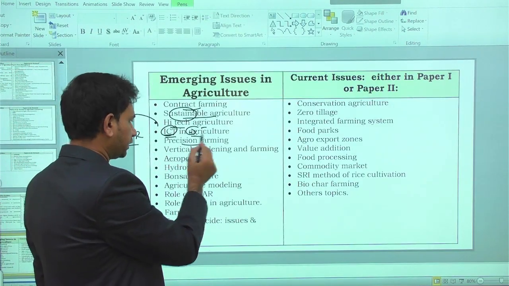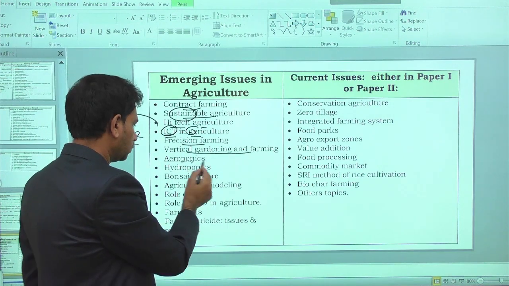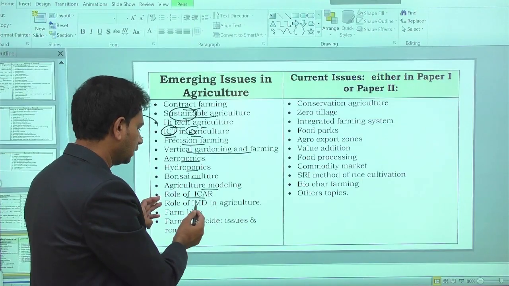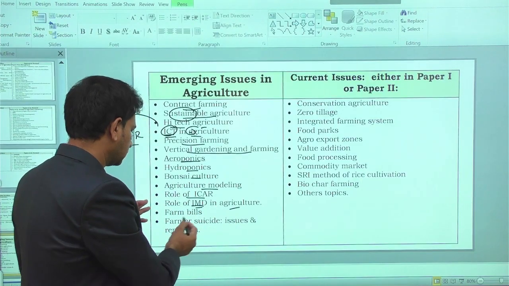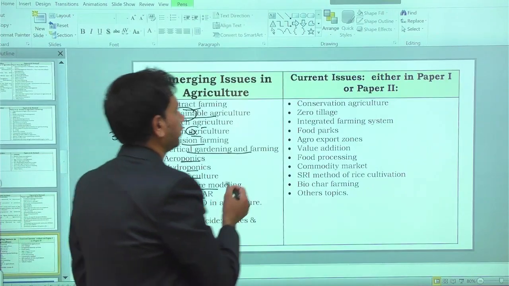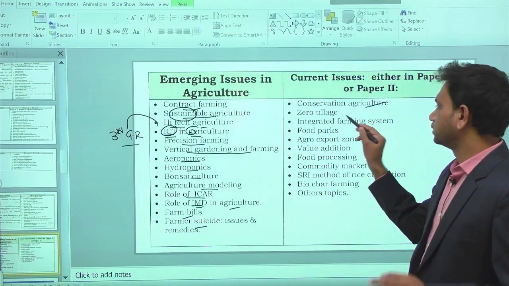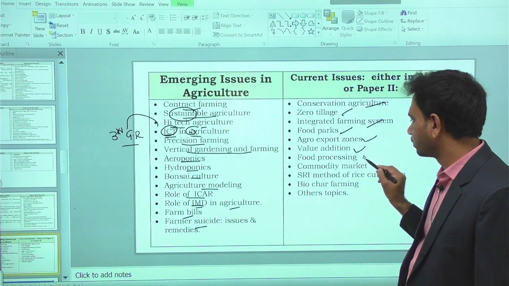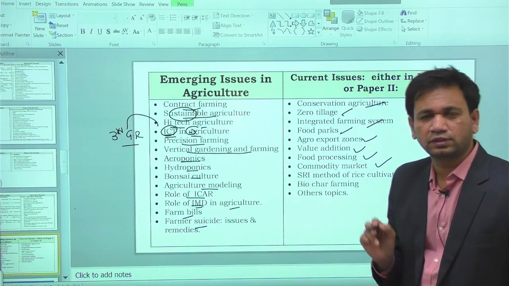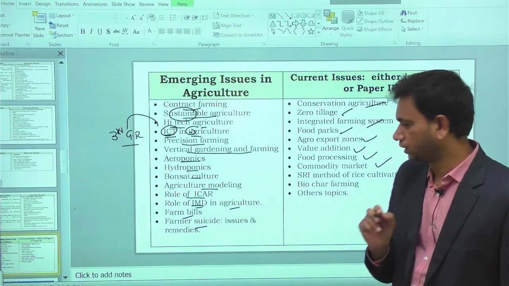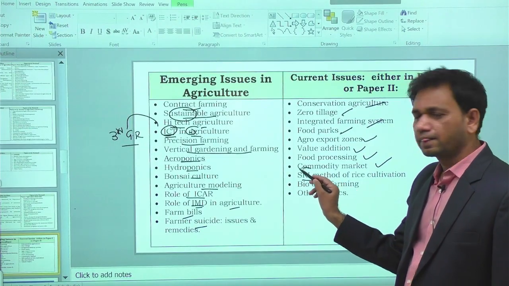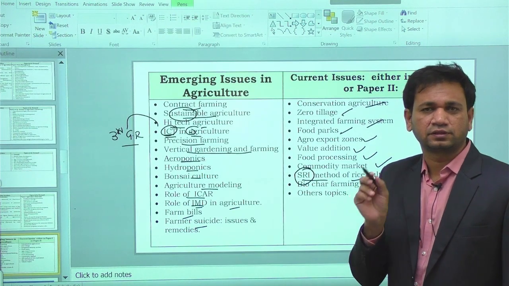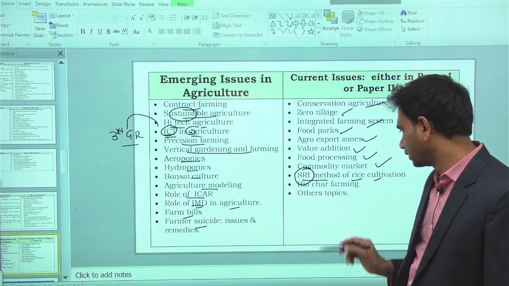Another is precision farming, vertical farming, aeroponics, hydroponics, bonsai culture, agriculture modeling, role of ICAR, Indian Meteorological Department in agriculture, farm wealth, farmer suicide, and we have the syllabus topics called conservation tillage, zero tillage, integrated farming system, food park, agro export zones, value addition, food processing, commodity market. Commodity market means some are futures markets, some are forward markets. Then SRI method, System of Rice Intensification in rice cultivation. There we use less water compared to conventional paddy cultivation. Another is biochar farming.